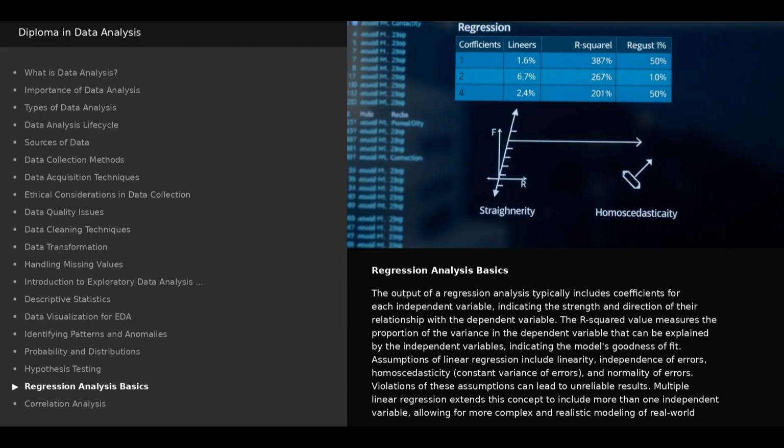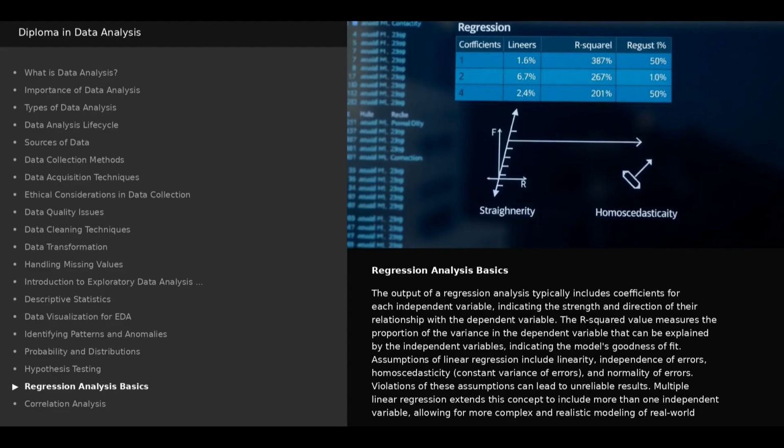Multiple linear regression extends this concept to include more than one independent variable, allowing for more complex and realistic modeling of real-world phenomena. Regression analysis is widely used in economics, finance, marketing, and many scientific fields for forecasting and understanding relationships.